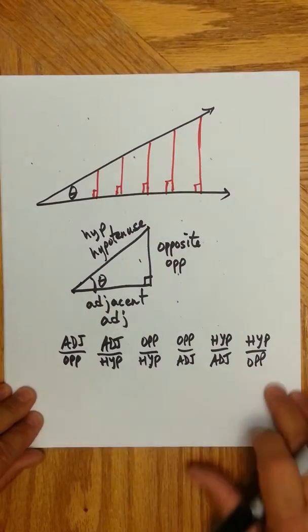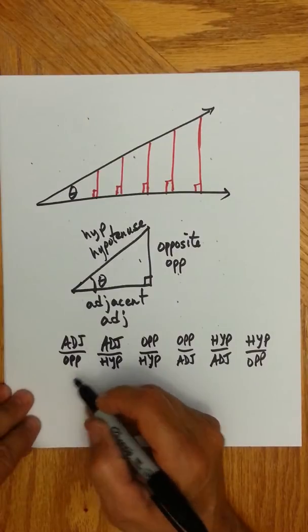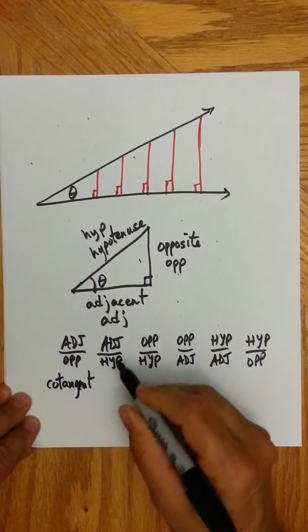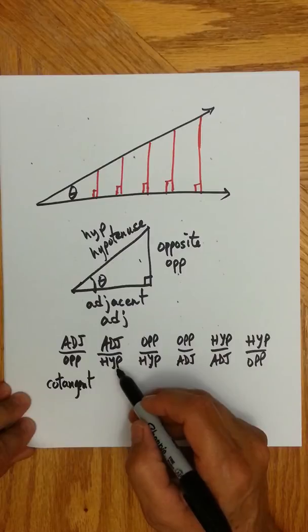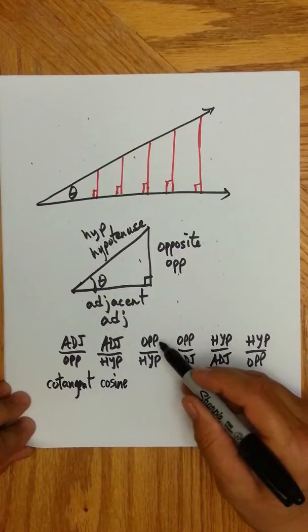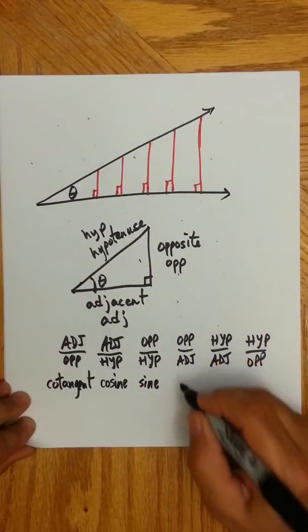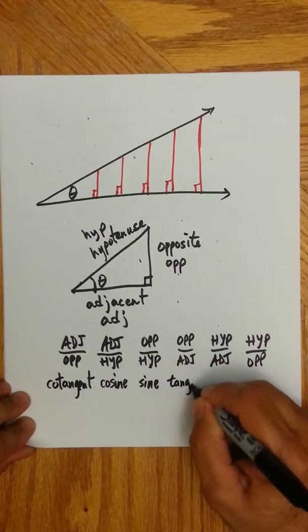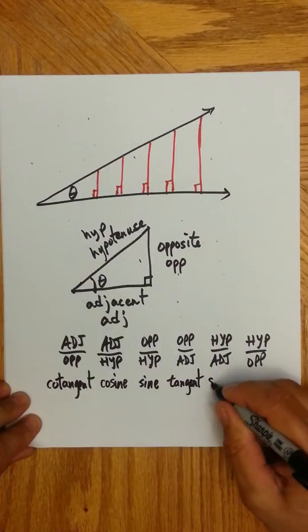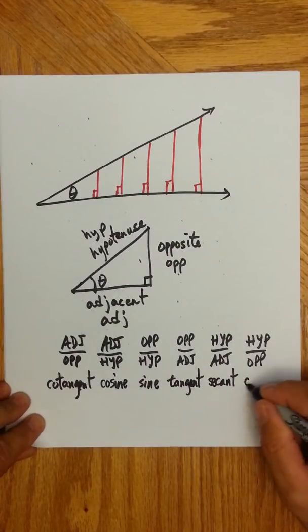So we gave them specific names. Adjacent over opposite is cotangent. Adjacent over hypotenuse is cosine. Opposite over hypotenuse is sine. Opposite over adjacent is tangent. Hypotenuse over adjacent is secant. And hypotenuse over opposite is cosecant.